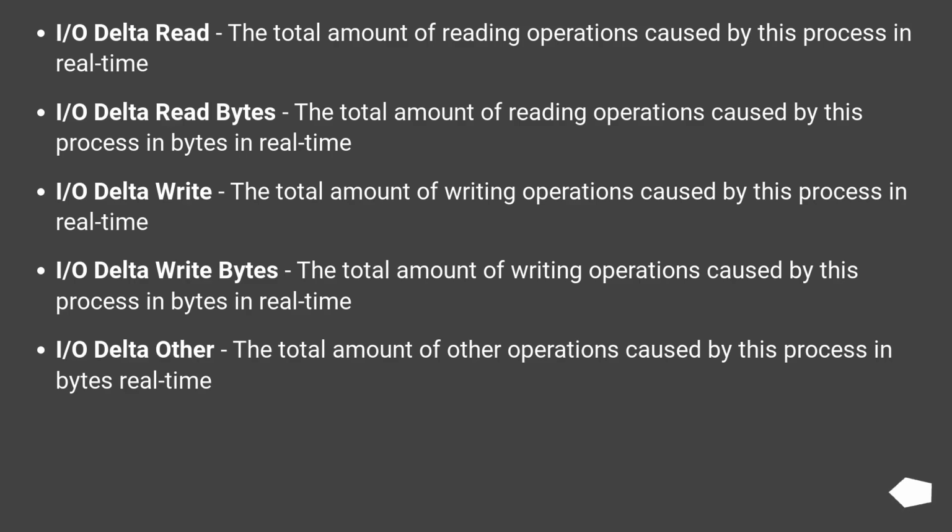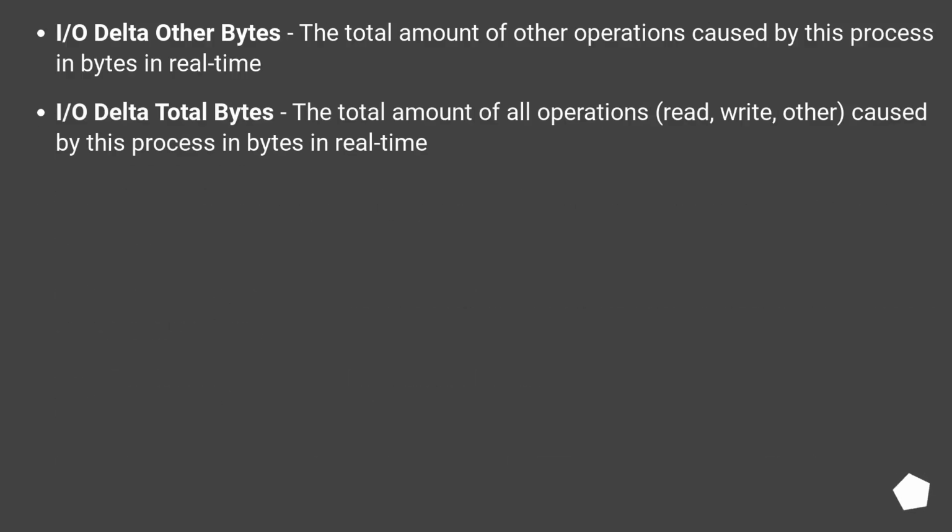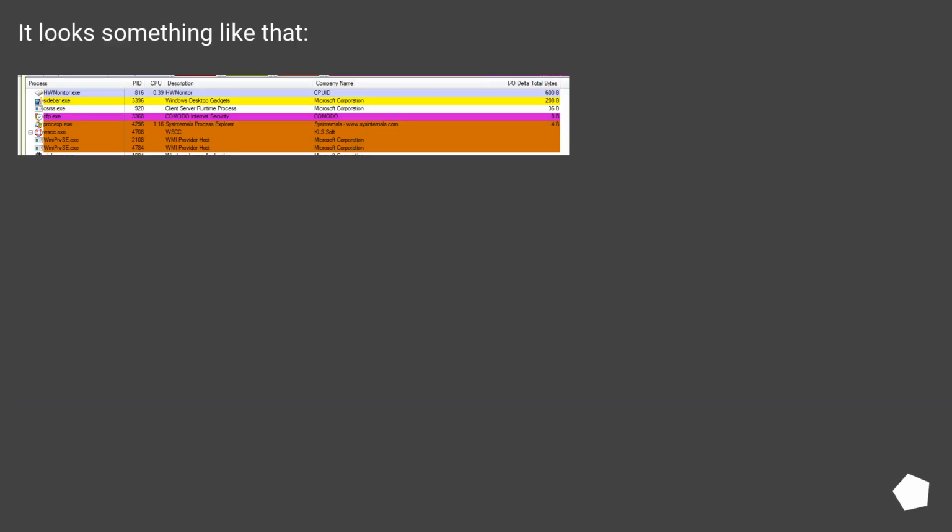IO Delta Other, the total amount of other operations caused by this process in real time. IO Delta Other Bytes, the total amount of other operations caused by this process in bytes in real time. IO Delta Total Bytes, the total amount of all operations, read, write, other, caused by this process in bytes in real time. It looks something like that.